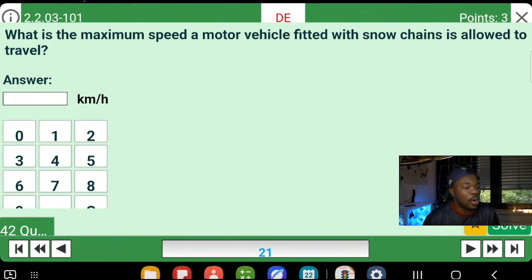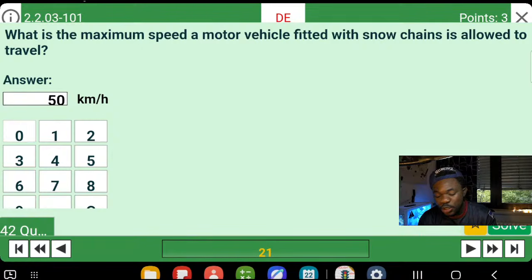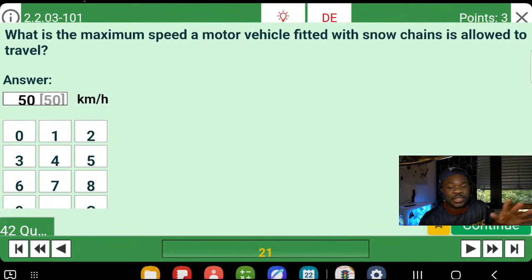What is the maximum speed a motor vehicle fitted with snow chains is allowed to travel? This one is very important because there are one or two questions related to it, so if you understand it properly, you're going to answer the other questions properly too. So what is the maximum speed a motor vehicle fitted with snow chains is allowed to travel? 50 kilometers per hour. Sometimes they will show you what the snow chain looks like without mentioning it, and they'll ask you what you need to do there.